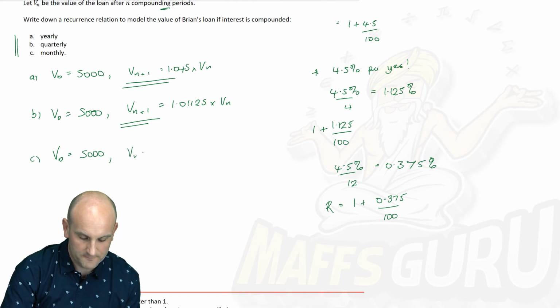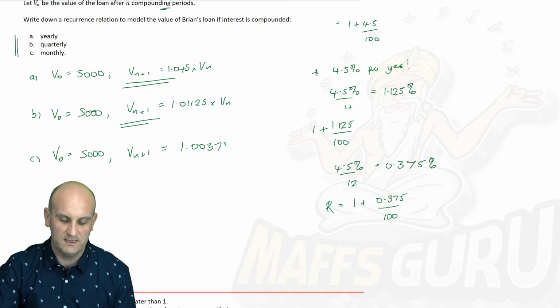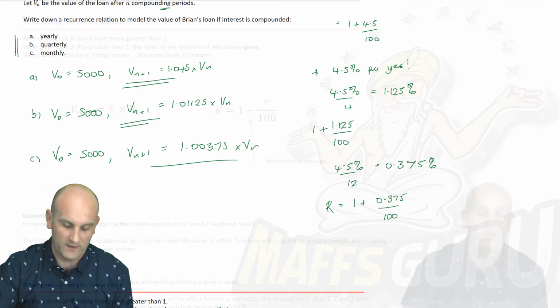V of n plus 1 is given by 1.00375 times V of n. Hopefully that is going to catch up with me before Christmas. It would be really useful. And there we go. There's my answer.